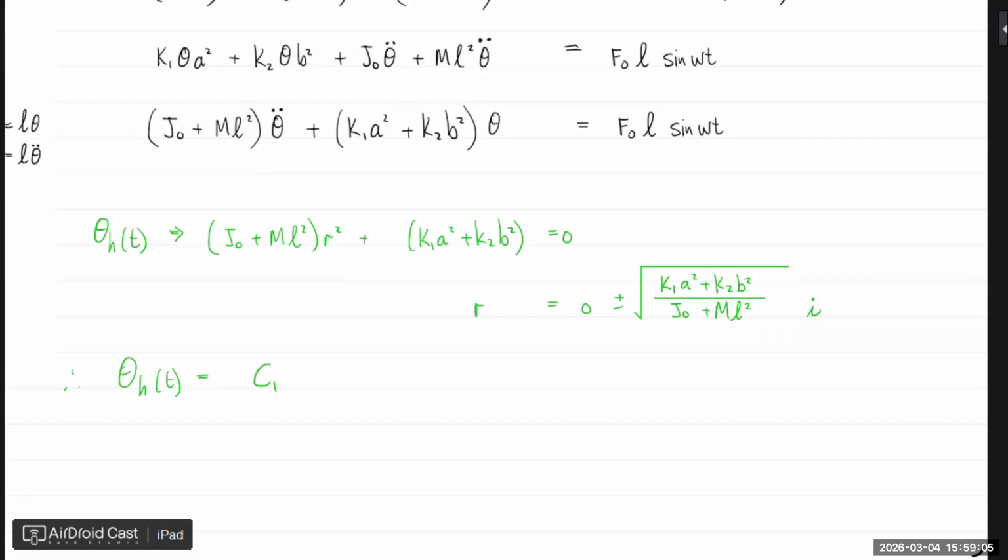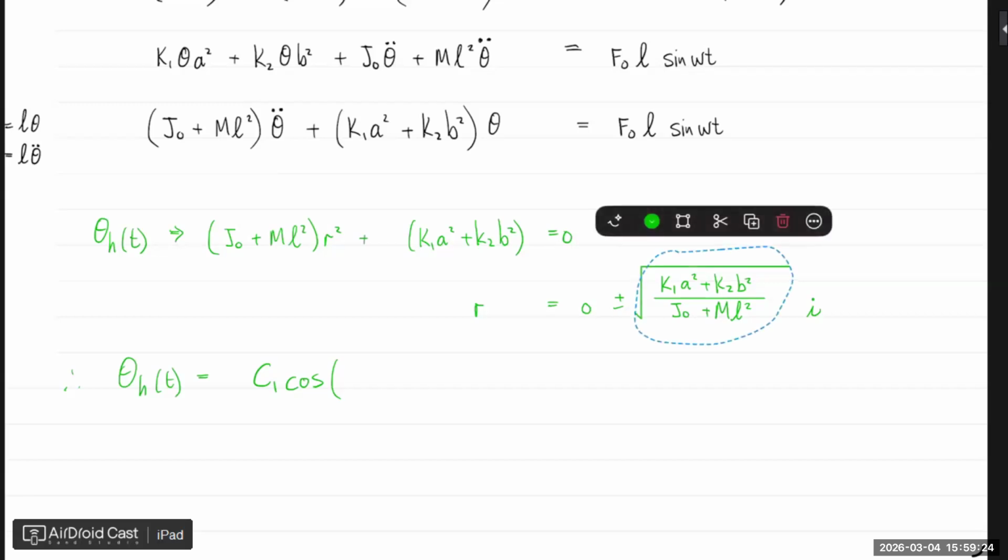And it's just C1 of cos of this part. Oh, sorry, that I can take out. Let me just see, it should be there. So it's just this part.